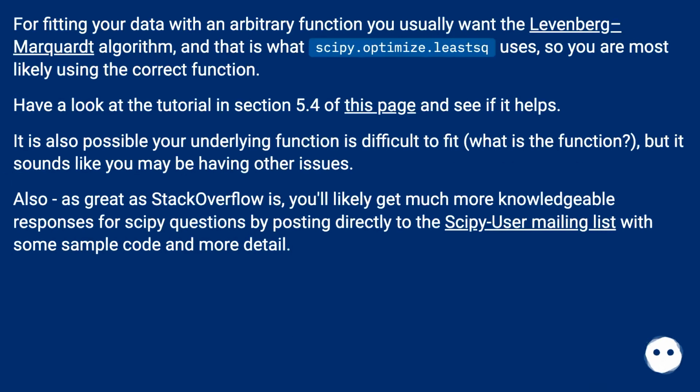For fitting your data with an arbitrary function, you usually want the Levenberg-Marquardt algorithm, and that is what scipy.optimize.leastsq uses, so you are most likely using the correct function. Have a look at the tutorial in section 5.4 of this page and see if it helps. It is also possible your underlying function is difficult to fit. What is the function? But it sounds like you may be having other issues. Also, as great as Stack Overflow is, you'll likely get much more knowledgeable responses for scipy questions by posting directly to the scipy user mailing list with some sample code and more detail.